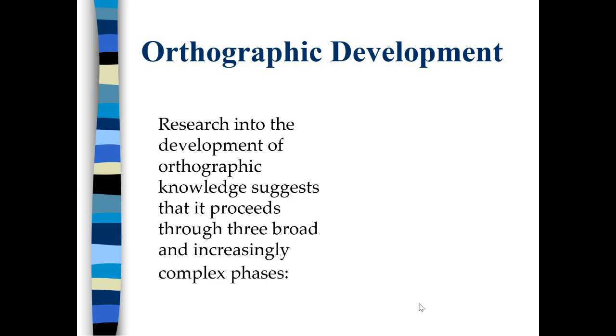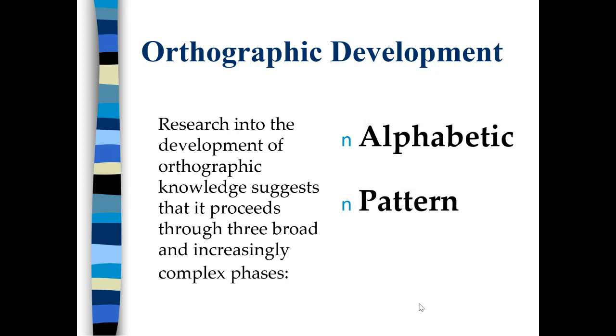In orthographic development, research into the development of orthographic knowledge suggests that it proceeds through 3 broad and increasingly complex phases. We start with the alphabetic phase. That's where our kids are learning the alphabet. Not only do they learn the letters and what they look like, but they start learning what the letters sound like. Once the students have the alphabetic principle down, they can start putting those letters together into patterns, and then students start recognizing that when these letters are put together frequently, they make the same sound and can build words and then other words using those same patterns.